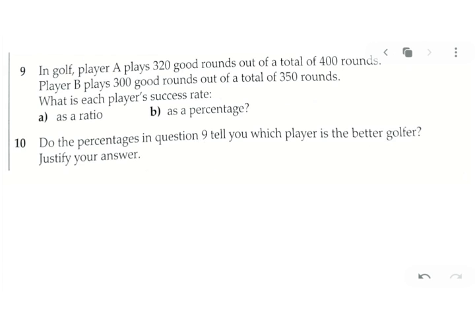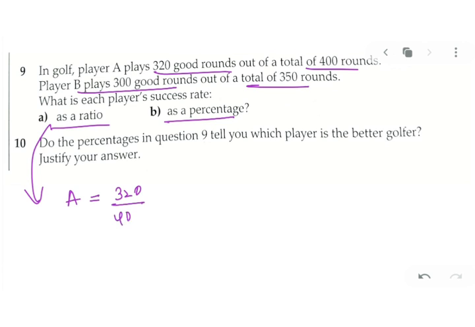Next is, in golf, player A plays 320 good rounds out of 400 rounds. Player B plays 300 good rounds out of 350 rounds. What is each player's success rate as a ratio and as a percentage? So if you want to find the ratio of A, he played 320 out of 400. You can reduce in the table of 4, so you will get 100 here and you will get 80 here. You can also further reduce in the table of 2, so that will be 4:5. So you got 4:5 as the ratio of player A.